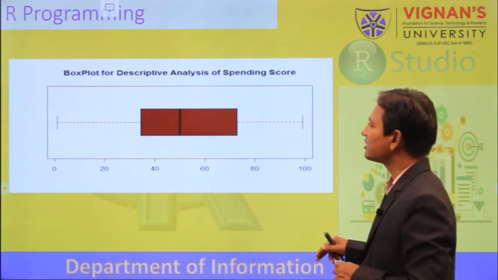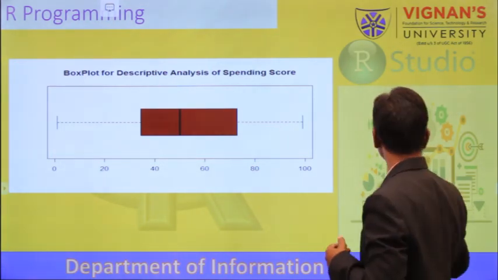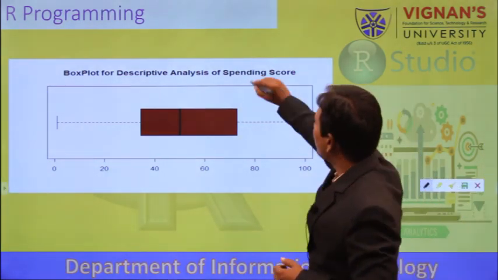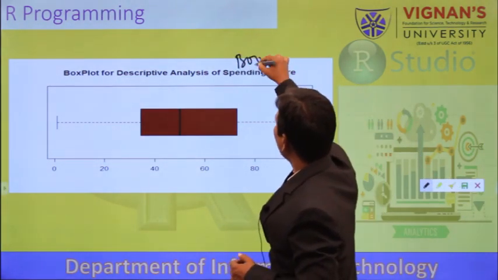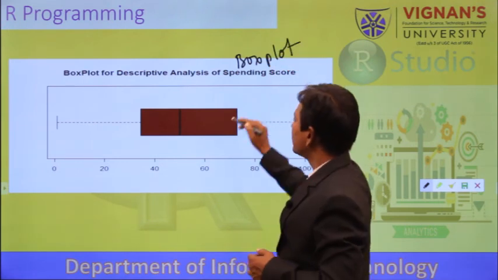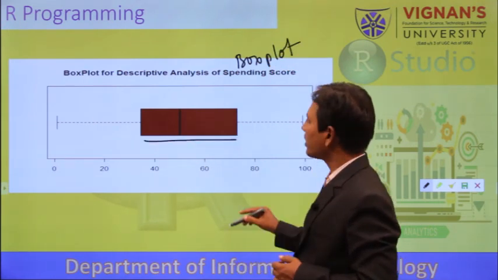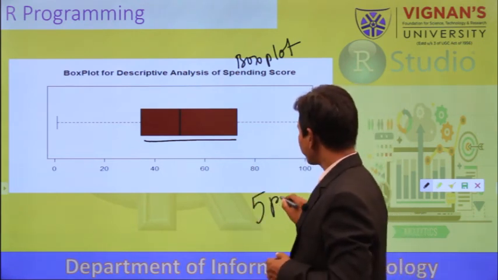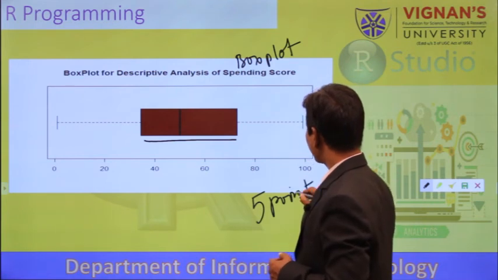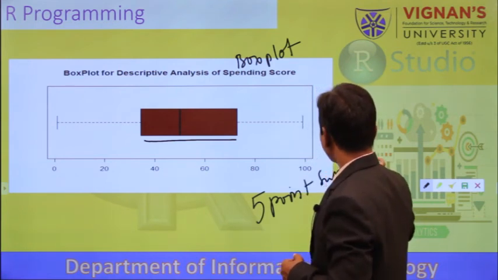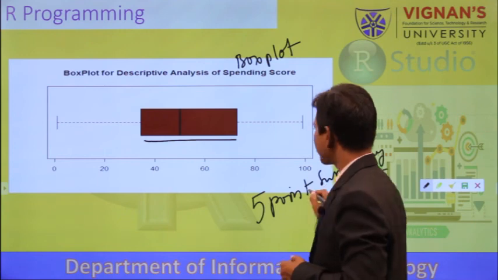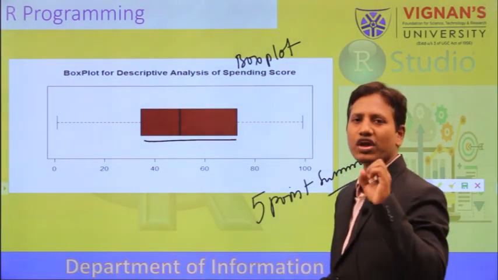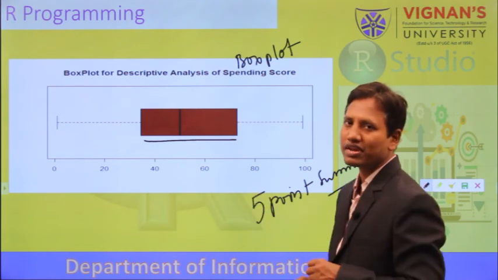See, this is an interesting plot. We call it a box plot. This is the box. We can also call this a 5-point summary. This 5-point summary gives us 5 points, as we have seen in the summary function.